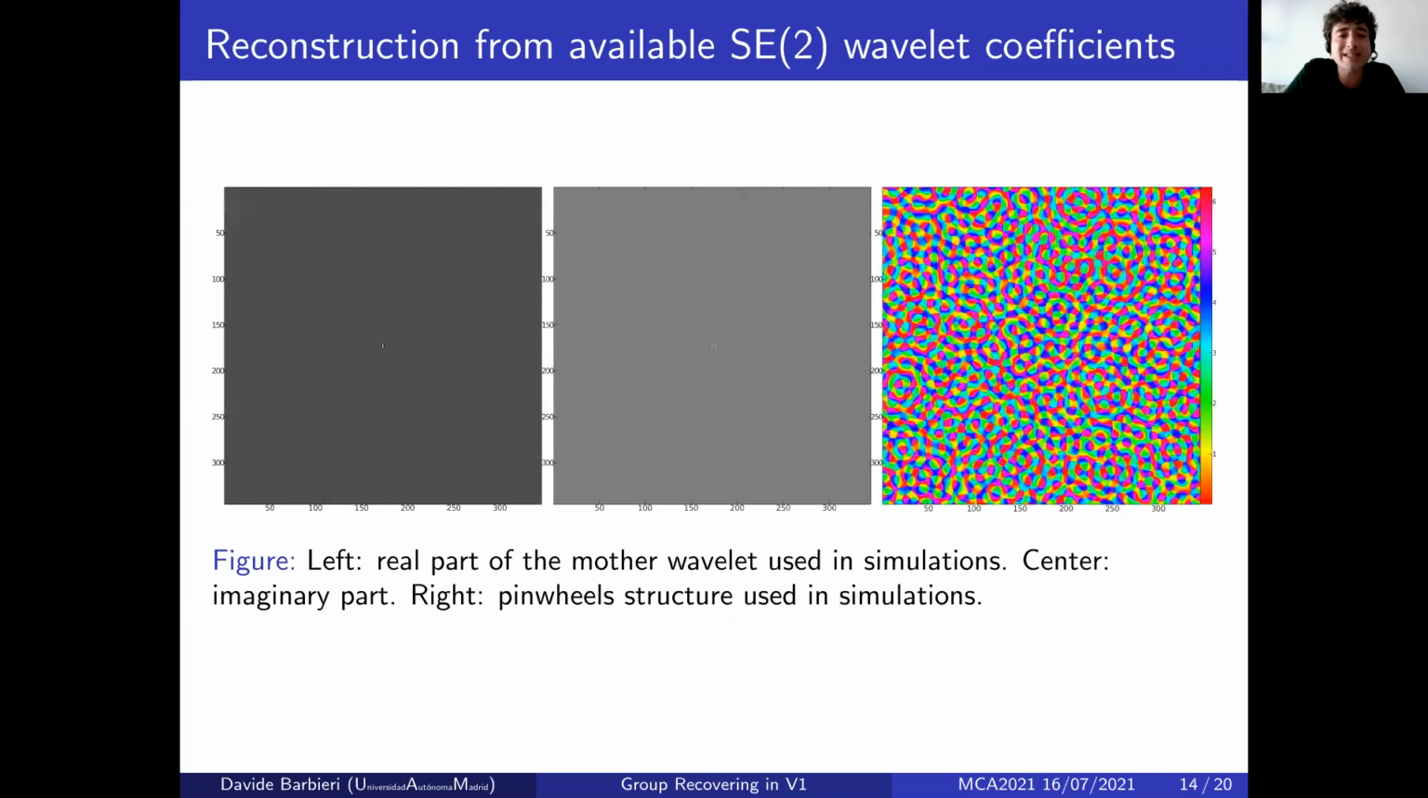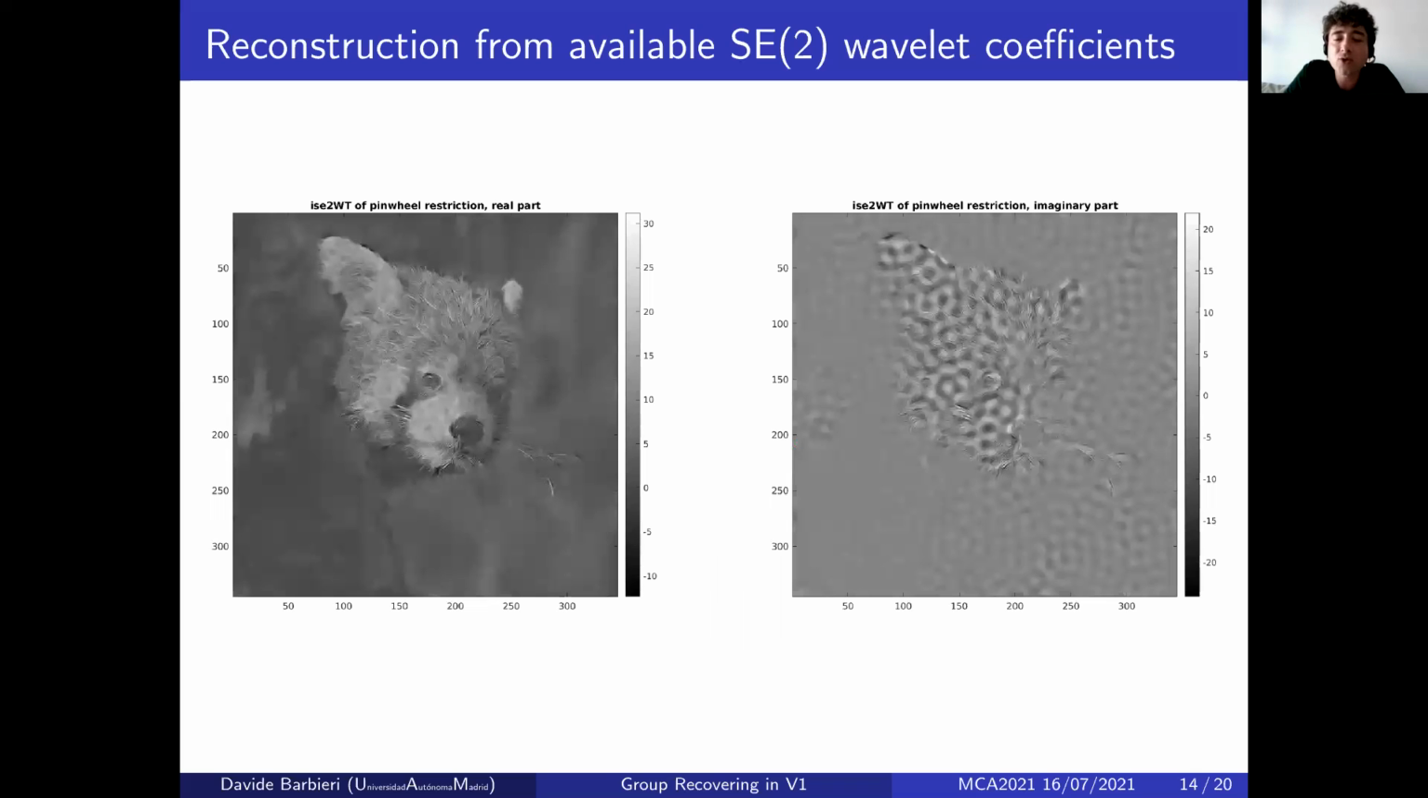So let us see. These are in the same scale of the image. These are the real and imaginary part of the wavelet that has been used in the next experiments to take the wavelet transform. And this is in the same scale of the image, the shape of the surface restriction that I've used in this experiment to reduce the number of parameters available, okay? So what happens if we try to reconstruct only with available parameters? If we try to reconstruct only with available parameters, we do not obtain good results.